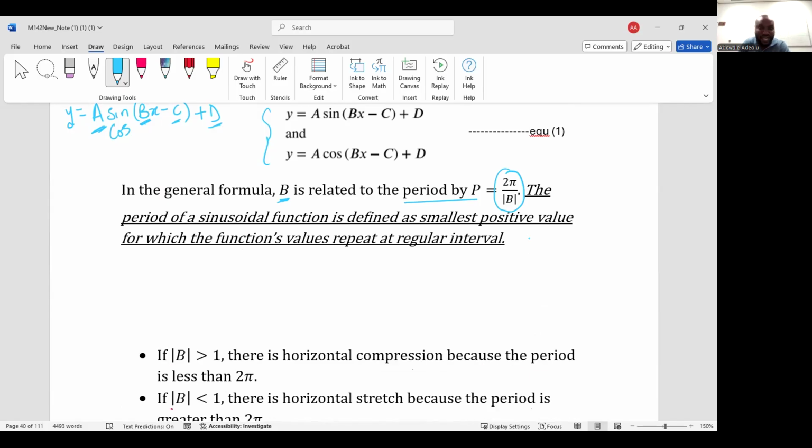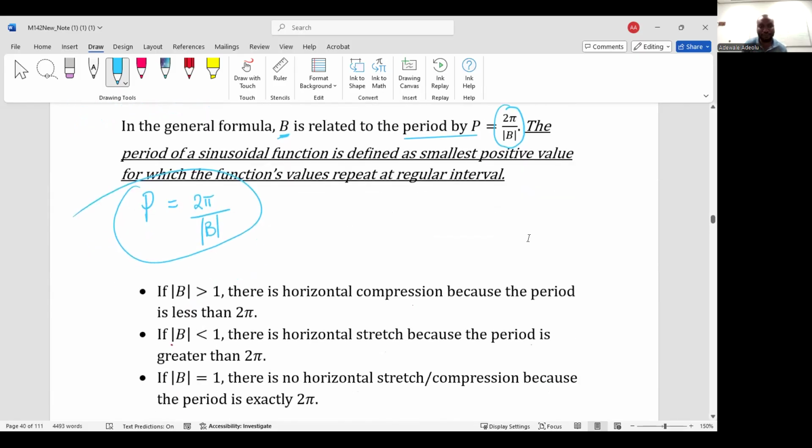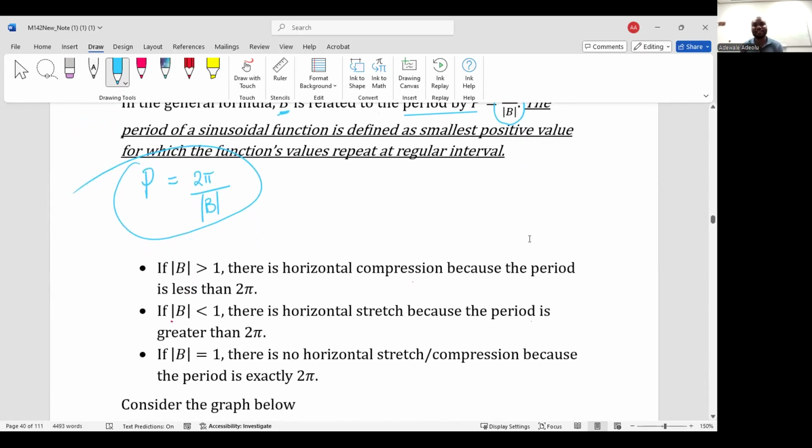Okay. Now we are saying that the B that we have here is related to the period by 2 pi divided by the absolute value of B. We will need this as we continue. Just keep this for now. Just know that there is a relationship between the period and that B. Now let us study this.